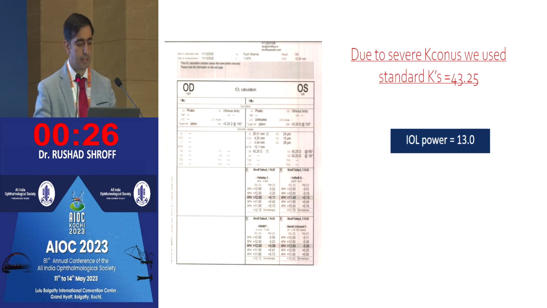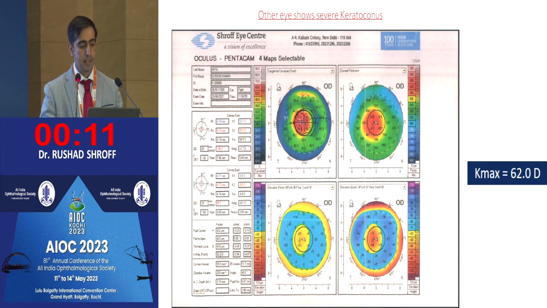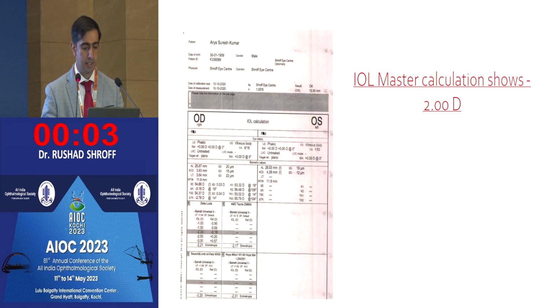Due to severe keratoconus, we used the standard Ks. As I mentioned, when you have higher keratometry, go with standard Ks; we used the 43.25 standard Ks. And these are the IOL powers that we got. We decided to go ahead with plus 13 in this particular case. In the other eye, we got a Kmax of about 62, so again it comes under the severe keratoconus category, though not as severe as the left eye.